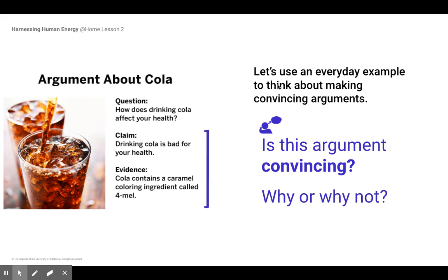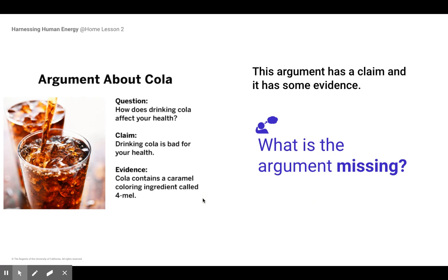So let's use an everyday example to think about making a convincing argument. Is it a convincing argument? The claim is that the Coca-Cola is bad for you, and the reason is because it's caramel coloring, which is called Formel. Why or why not? Let's think about it. The argument has a claim. The evidence is there. What is the argument missing? The argument is definitely missing something.